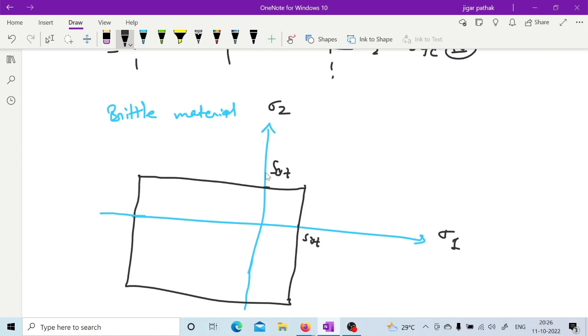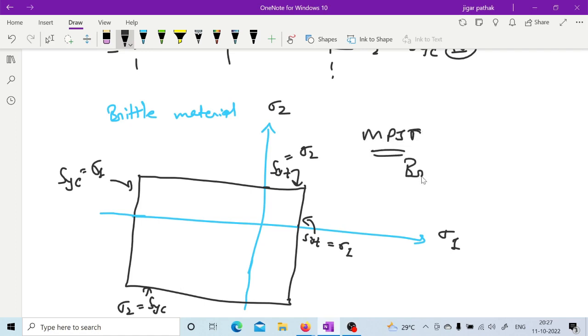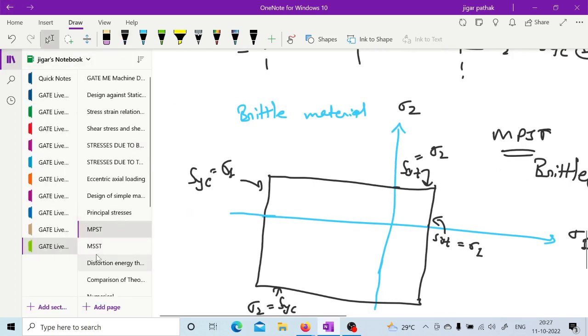While here, see, this is SYT for sigma 2, this is SYT for sigma 1. Here it is SYC for sigma 1, and here it is SYC for sigma 2. So like this it will be expanded towards the compressive side in case of brittle material for maximum principal stress theory. And maximum principal stress theory is generally applied to brittle material only, right? So this is how you are having change in case of this brittle material.